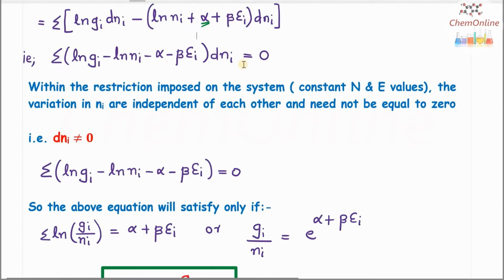If this equation is equal to 0, then either dni will be equal to 0 or this term, log gi minus log ni minus alpha minus beta epsilon I, will be equal to 0.